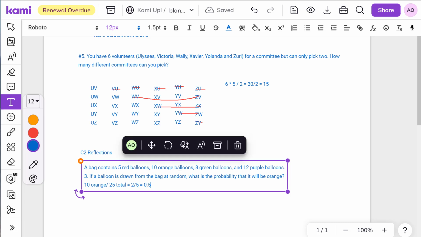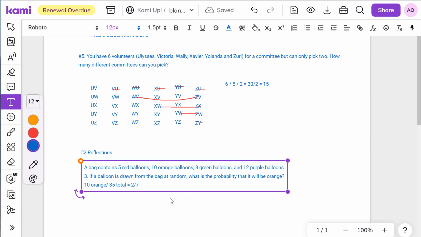Let's double check. 15 plus 20. Oh, wait, that's 15 plus 20. That's 35. So that is 2/7, which is probably the answer because that's an ugly fraction. So what I did is I have the 10 orange, then I had to count up all these. That's 15 plus 20. Yeah, that's 35.